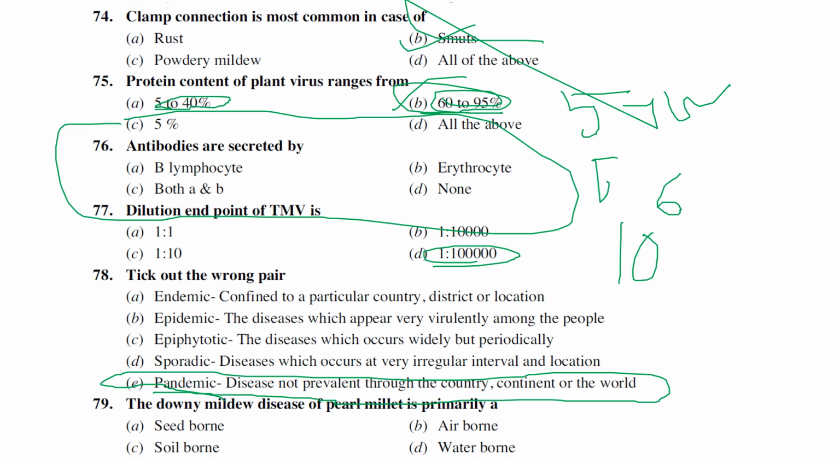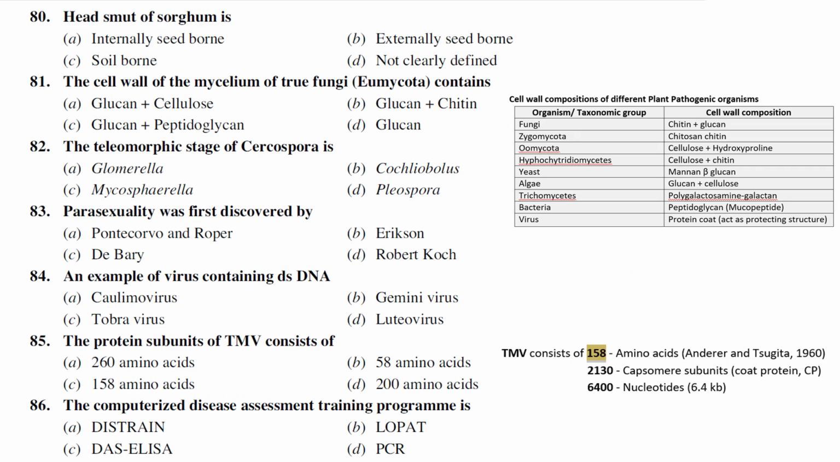The downy mildew disease of pearl millet is primarily, I think this already came, right. Generally the downy mildew of pearl millet is a soil-borne pathogen. Head smut of sorghum, I think this came right, soil-borne just now.